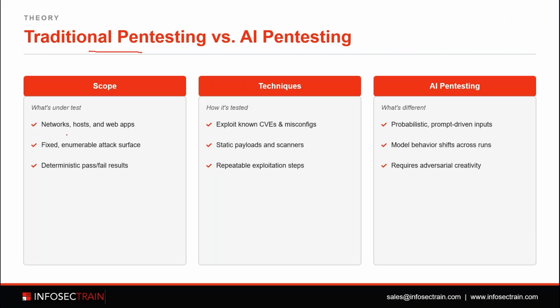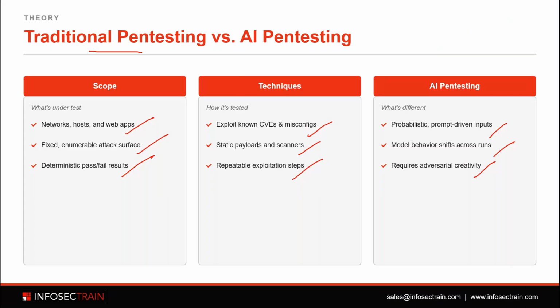Right? So, what is under test? Network, host, and web apps. That's the scope. Fixed, enumerable attack surface, deterministic pass or fail results. Right. So, what are the techniques that you use? Exploit known CVEs and misconfigurations, static payloads and scanners, repeatable exploitable steps. Right. AI pen testing, what's the difference? Probabilistic, prompt-driven inputs. Model behavior shifts across runs and requires adversarial creativity, right?